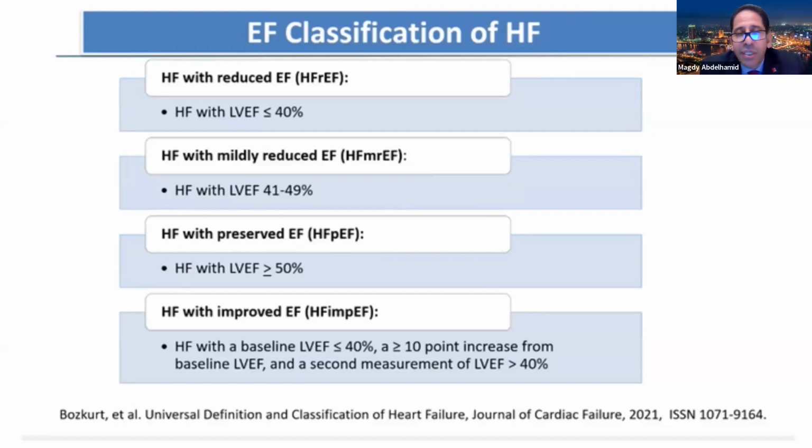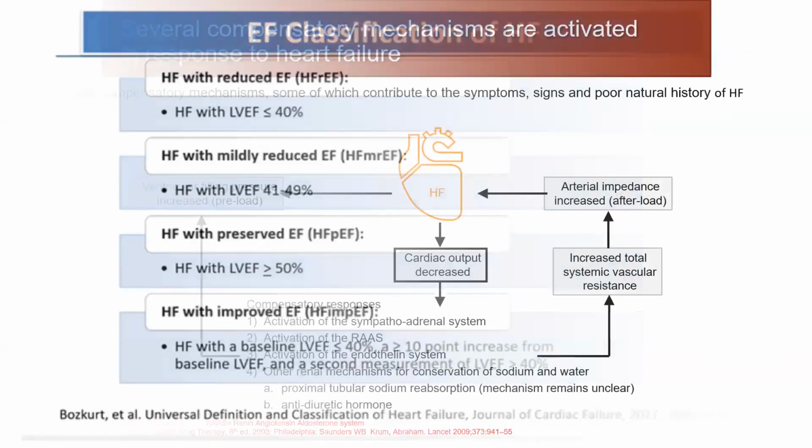This is when we have patients with heart failure with baseline ejection fraction 40% or less, and improved by 10 points or more, starting, for example, from 35, now it is 48, for example. And the second measurement of the ejection fraction should be more than 40%. This is heart failure with improved ejection fraction.